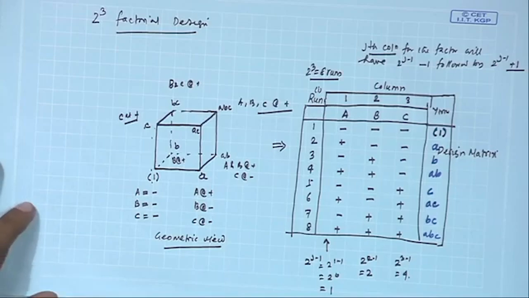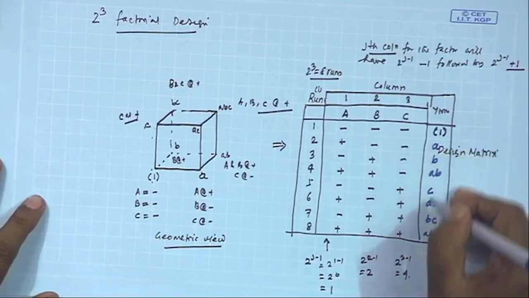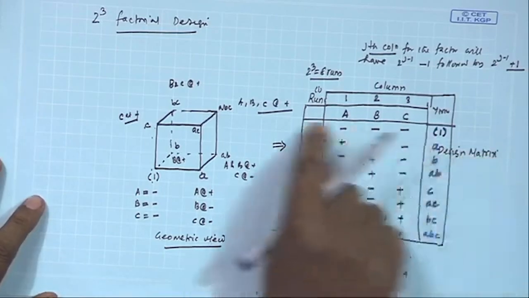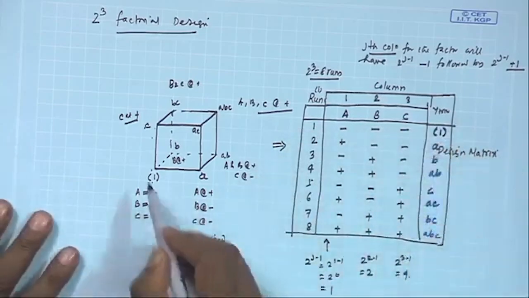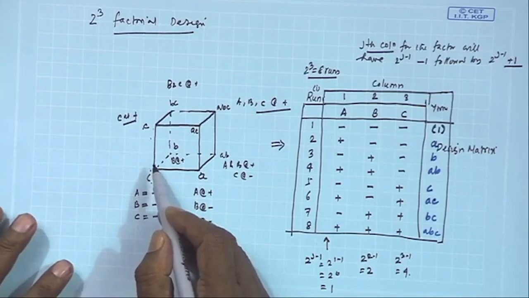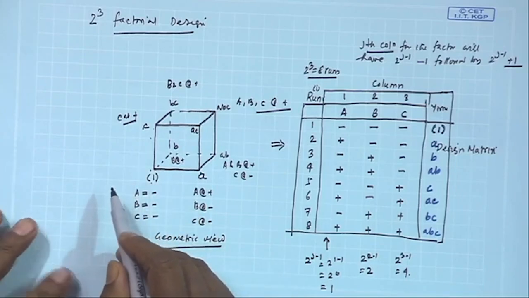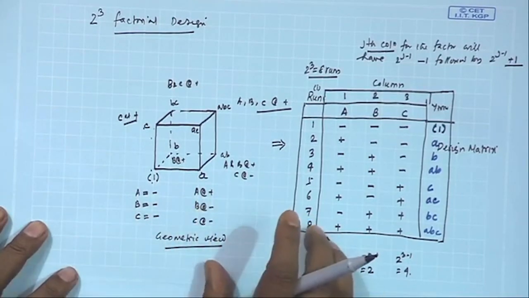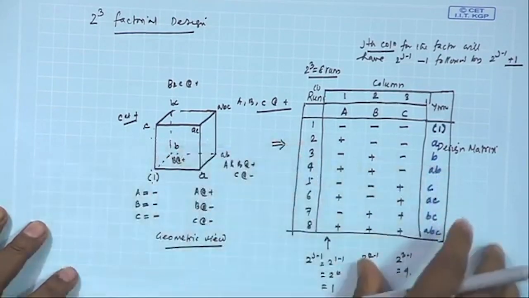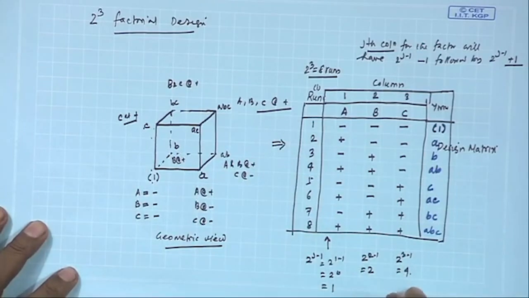So, on one hand, 1, A, B, C and so on are representing the treatment combinations. On the other hand, these will also be represented by the total observed at that treatment combination, with reference to the Y. So, this is what is known as going from the geometric view to our design matrix.